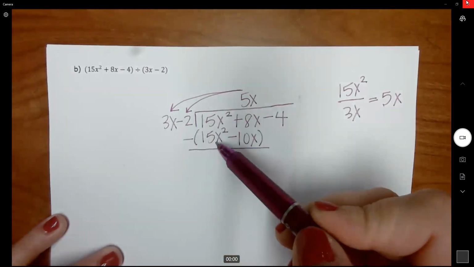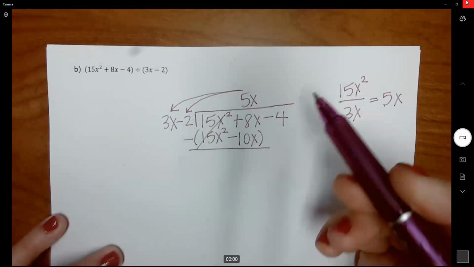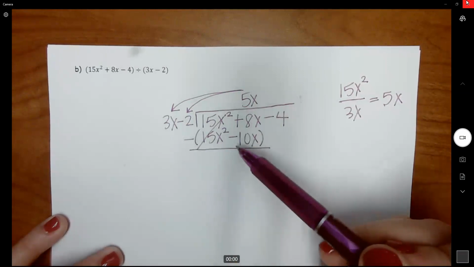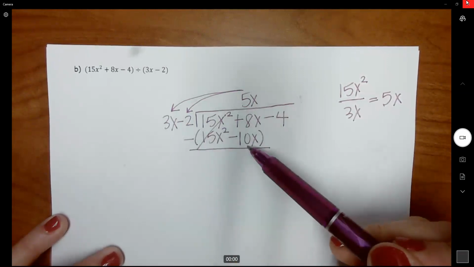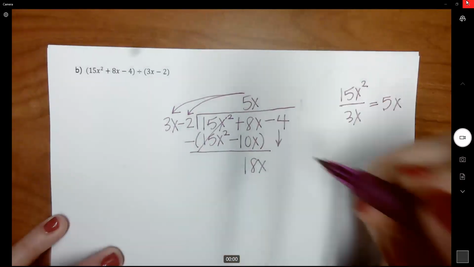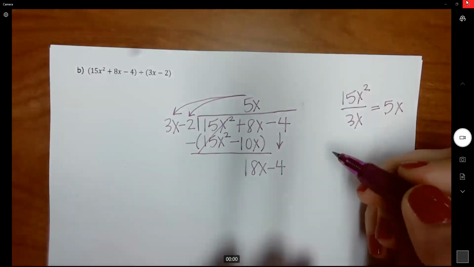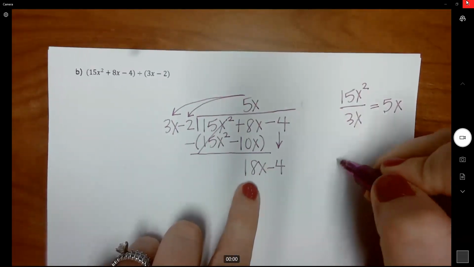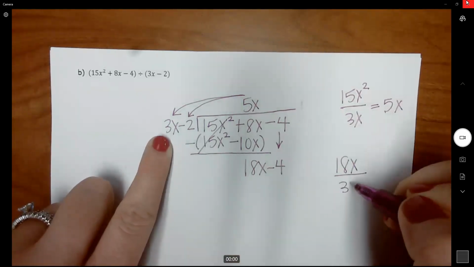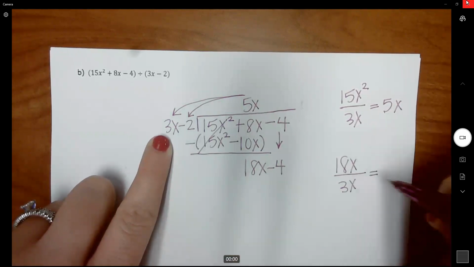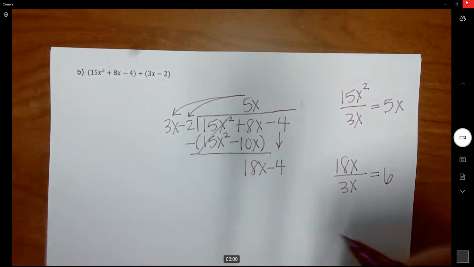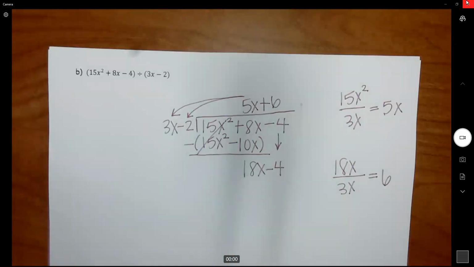15x squared minus 15x squared is 0. This is not 8 minus 10. This is 8 minus a negative 10, which is the same as 8 plus 10. This is 18x. Bring down your -4 and repeat. Taking the first term here, 18x, and dividing it by the first term here. 18 divided by 3 is 6, and x divided by x cancels out. So this is just +6.